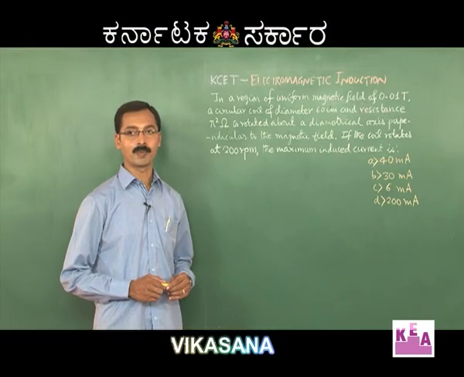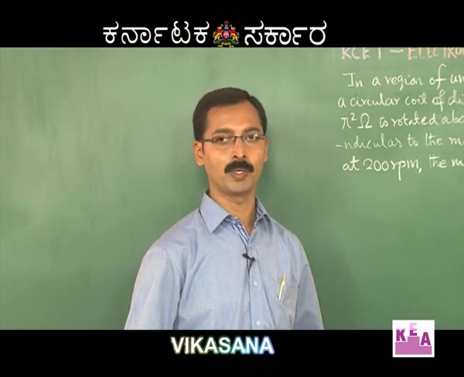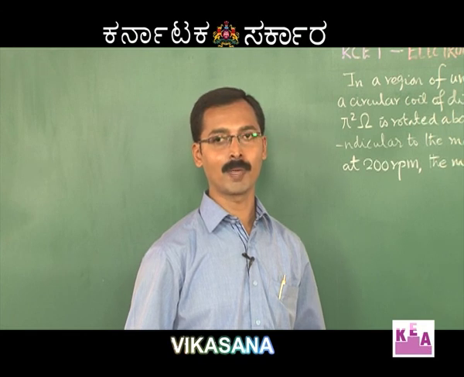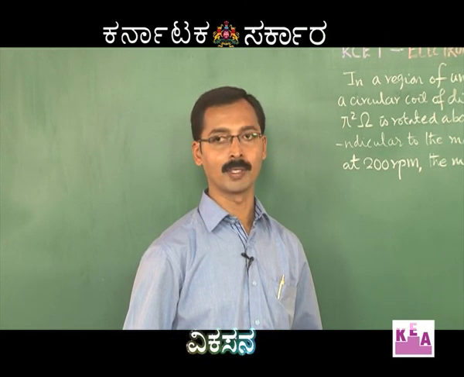Go on to the next concept, which is AC generator. AC generator was devised by Nikola Tesla. In an AC generator, a coil rotates in a magnetic field and there is an EMF induced. That is a conversion of mechanical energy into electrical energy. It works on the principle of electromagnetic induction.